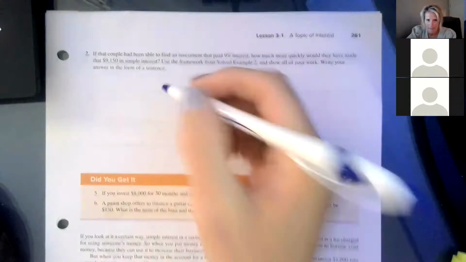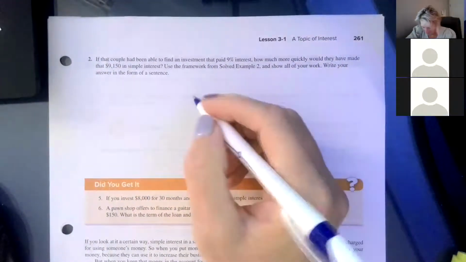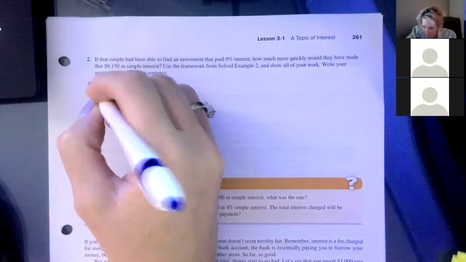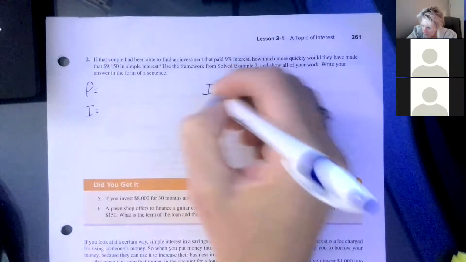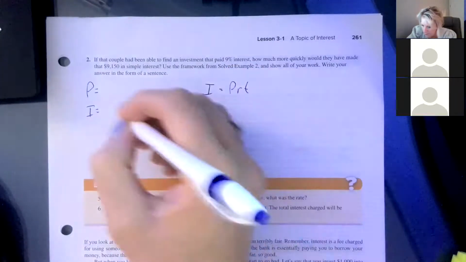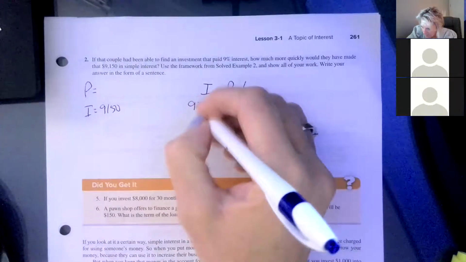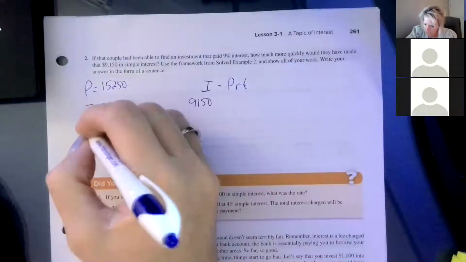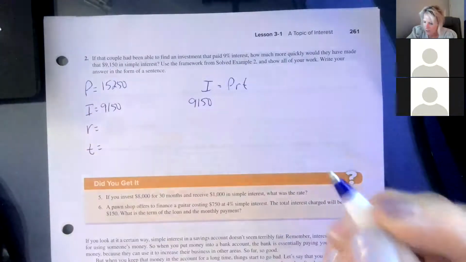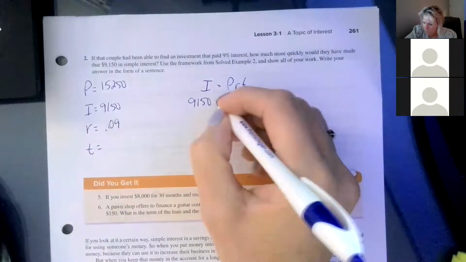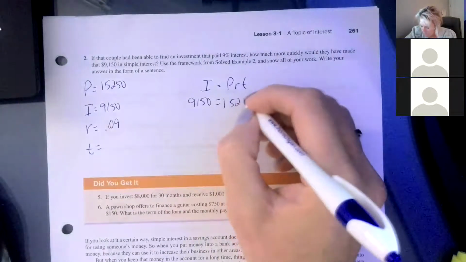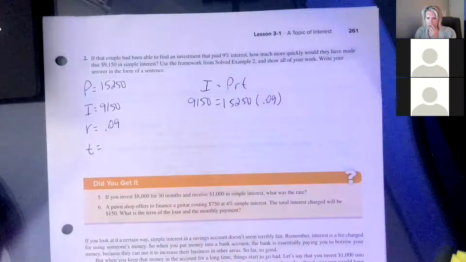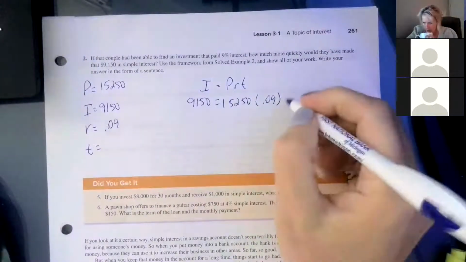Yeah, I can. I didn't write the letters down first, but I just wrote 9,150. Under what did you write the 9,150? Under I. Okay, got it. And then I did equals the 15,250 times the interest rate, which is 9%, and then times T. Okay, got it, because T is what we don't know.